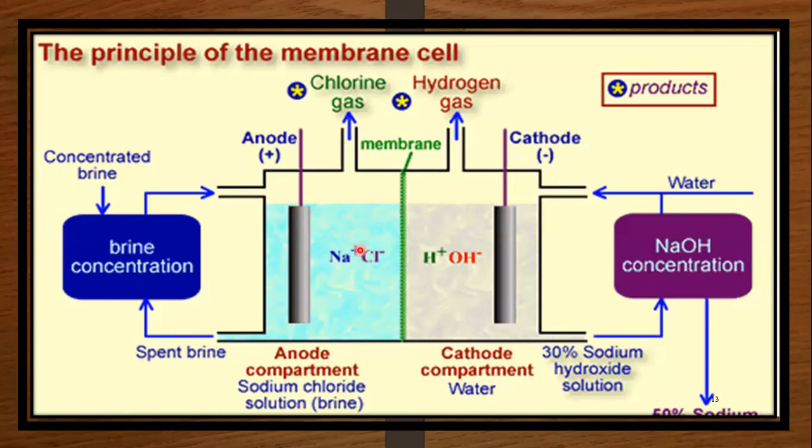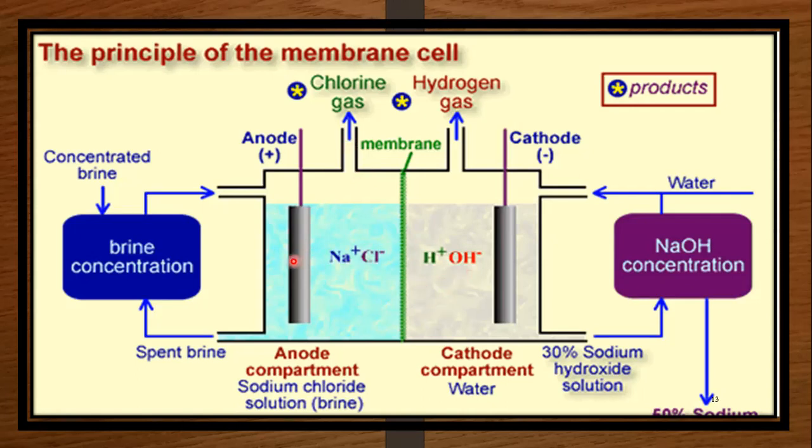The brine solution converts into sodium ions and chloride ions. This membrane is only permeable to sodium ions. So only sodium ions can pass from this chamber to the other chamber. Chloride ions cannot pass from this chamber to the other. In this way, the chloride ions move toward the anode and release electrons. By releasing electrons, they convert into chlorine gas, and in the upper chamber we can collect the chlorine gas.